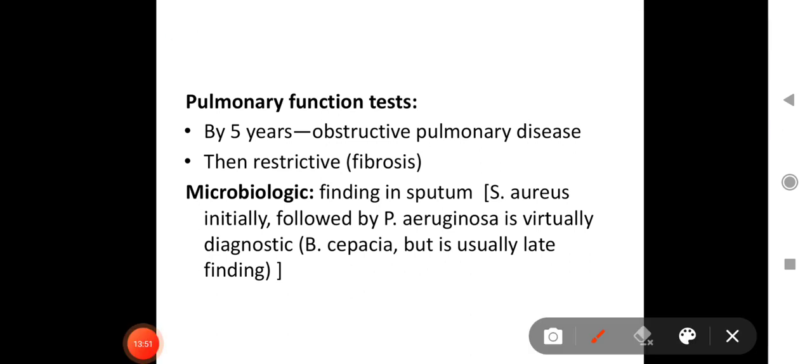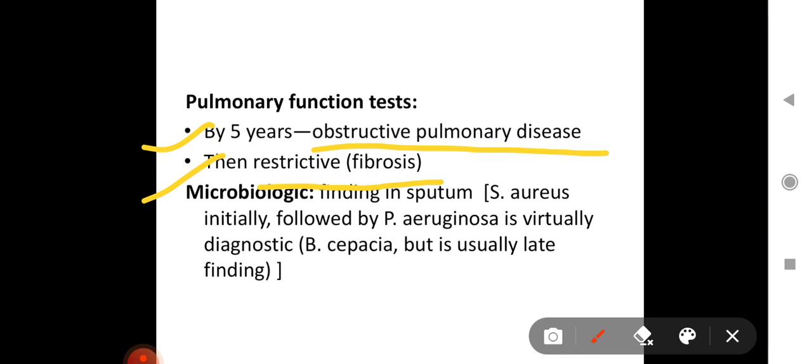Now, PFT by 5 years, obstructive pulmonary disease is seen, and after that, restrictive, that is fibrotic lung disease is seen in the patients. So this is a good question for Viva and MCQ as well: what is the pulmonary function test in a patient of cystic fibrosis? Till 5 years of age, the patient develops obstructive pulmonary disease, and after that, restrictive, that is fibrotic lung disease can be seen.